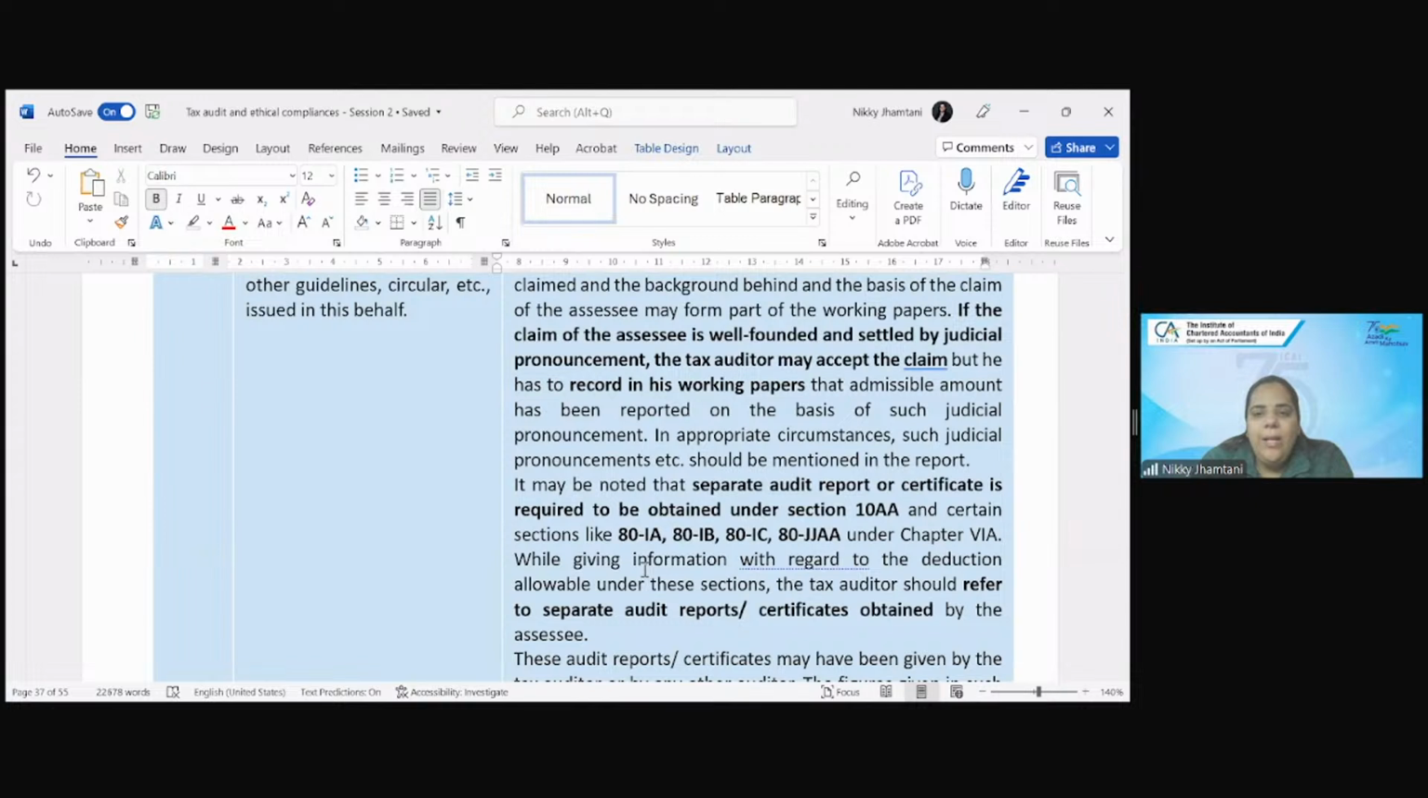auditor may accept the claim, but he has to record in his working papers that the admissible amount has been reported on the basis of such judicial pronouncements. In appropriate circumstances, such judicial pronouncements should be mentioned in the report. It may be noted that a separate audit report or certificate is required to be obtained under 10AA and certain sections like 80-IA, IB, IC, 80JJAA.